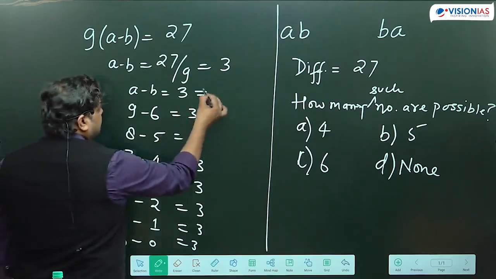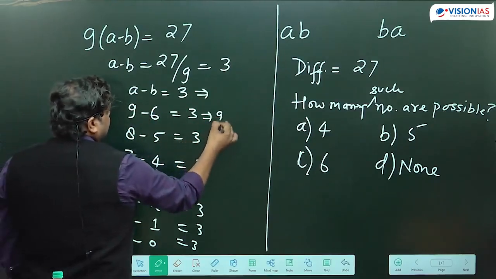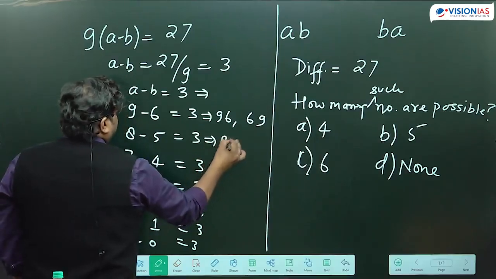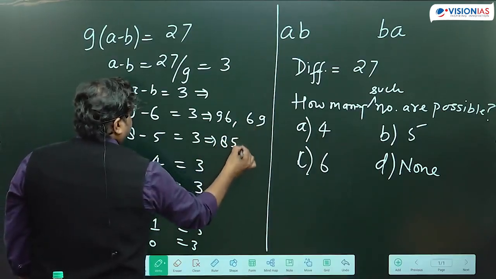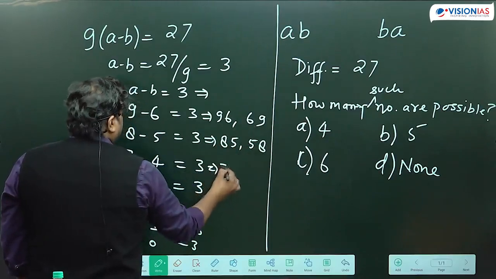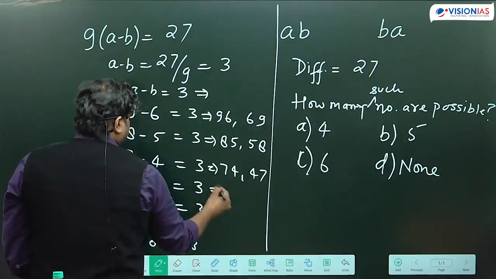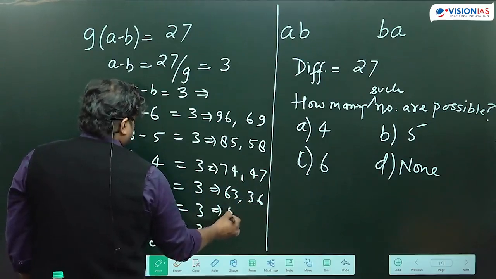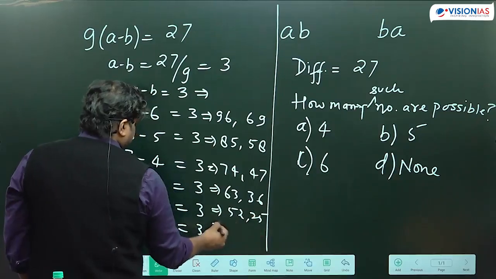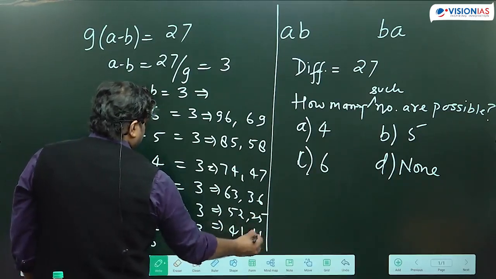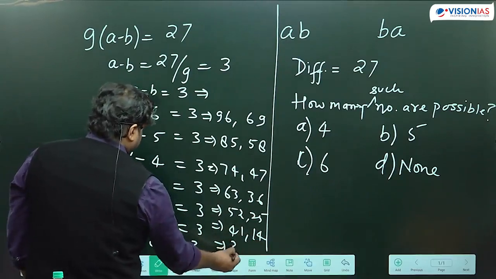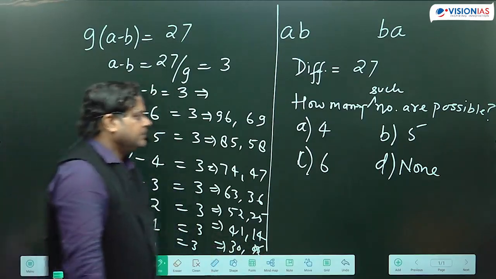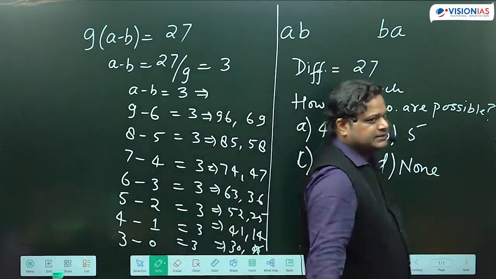So how many numbers can we have here? Here we have 96, 69, 85, 58, 74, 47, then 63, 36, 52, 25, 41, 14. Then we have 30 and 03, which we cannot take. Right? So the answer will be how many numbers? None.